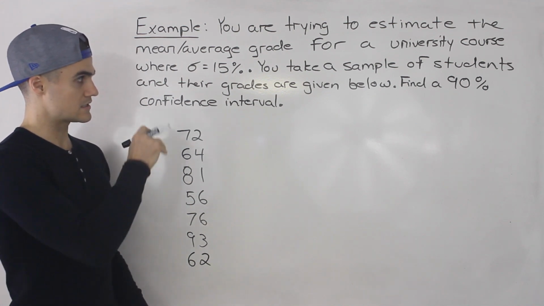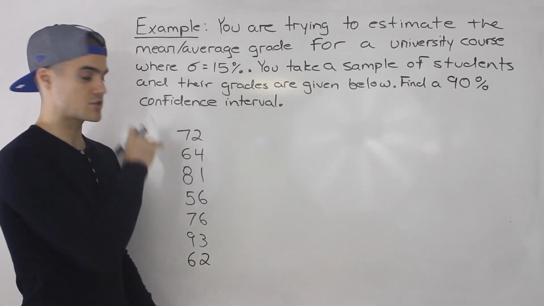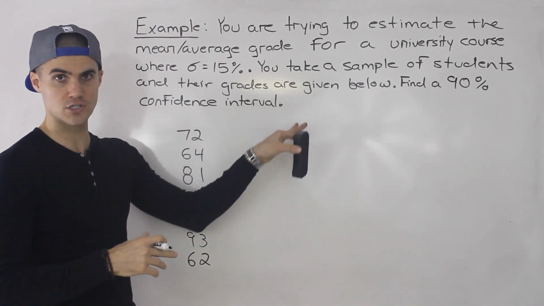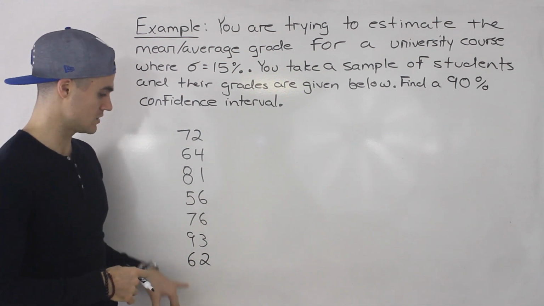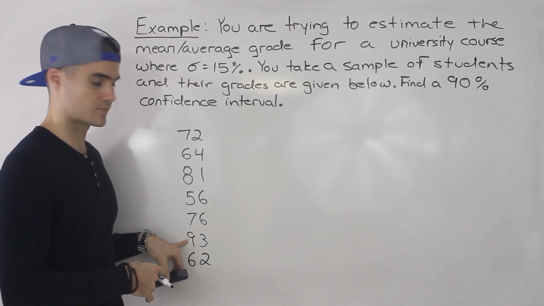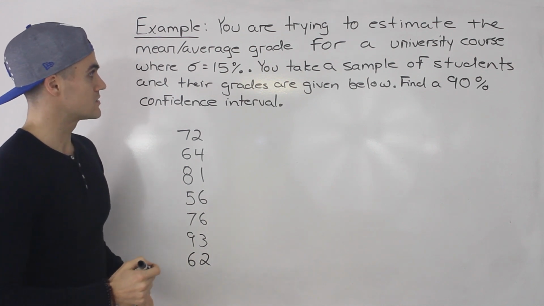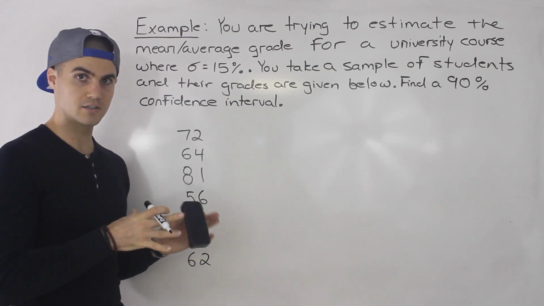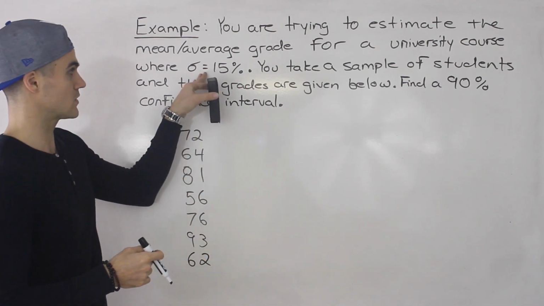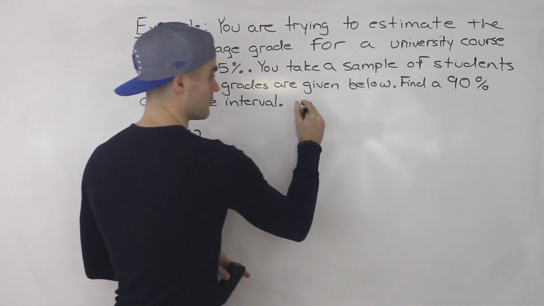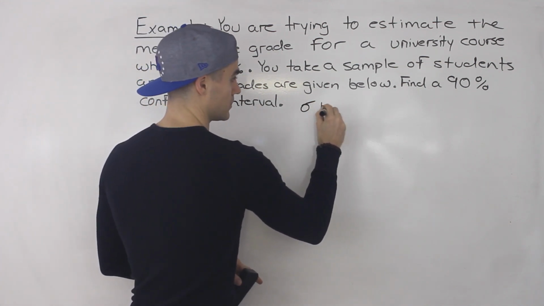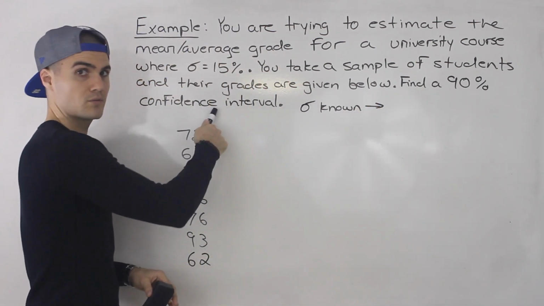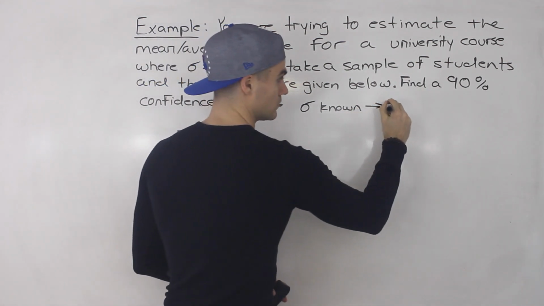So notice, similar scenario to the previous two questions, only difference is instead of being given the sample information, like the sample mean and sample standard deviation, we're now given the actual data in the sample. So first thing to always recognize is, are you given the population standard deviation or not? And notice in this question we are. The population standard deviation is known. So same thing, to get this confidence interval, because the population standard deviation is known, we know we're going to use the Z distribution.